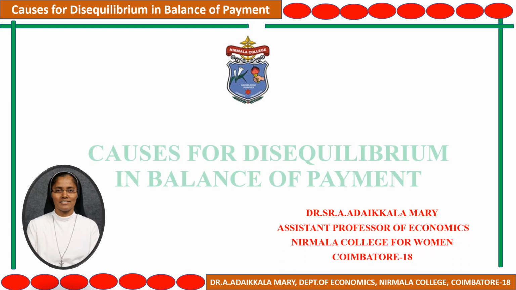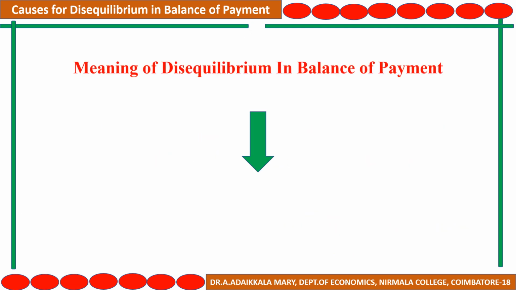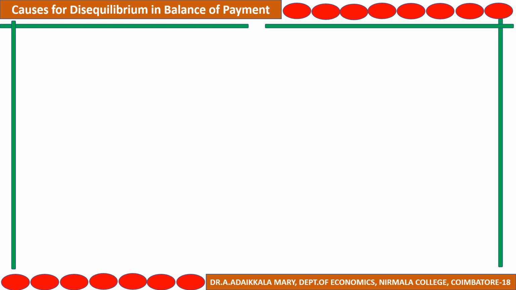Now we are going to see causes for disequilibrium in the balance of payment. Before seeing this, first we will see what is the meaning of disequilibrium in the balance of payment. A country's balance of payment is in disequilibrium when there is inequality between the value of exports and the value of imports. So this disequilibrium can be of two types.